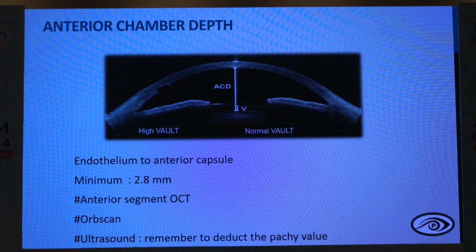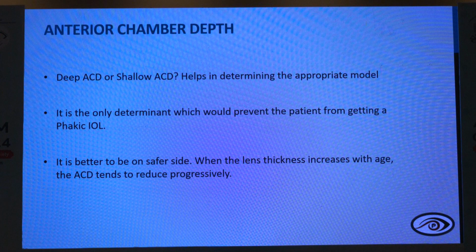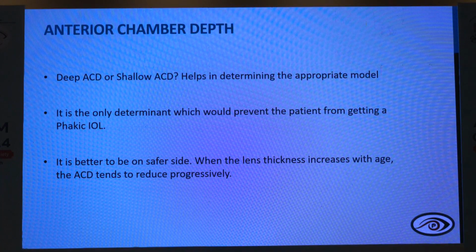Coming to the anterior chamber depth, that has to be a minimum of 2.8. So how do you calculate? That is from the endothelium to the anterior capsule. There is a lot of equipment that measures the AC depth, but I prefer to do it with the A scan. But most of us have ultrasound. Always when you're doing the ultrasound, you should remember to detect the pachy value. So deep anterior chamber depth or shallow anterior chamber depth always helps to determine the appropriate model for the particular lens. Probably I can say ACD is the only determinant which could prevent a patient from getting the phakic lens.